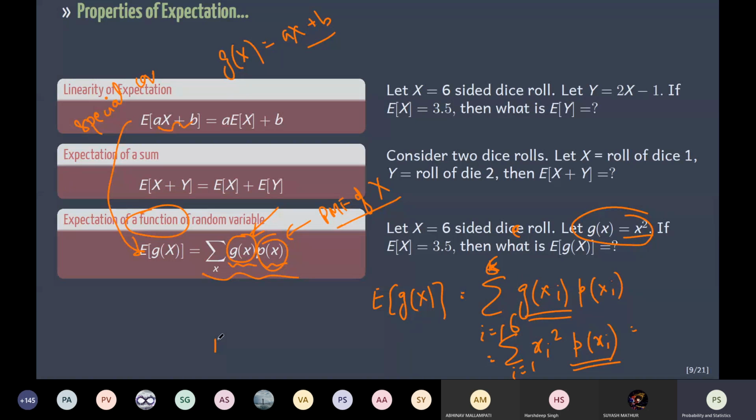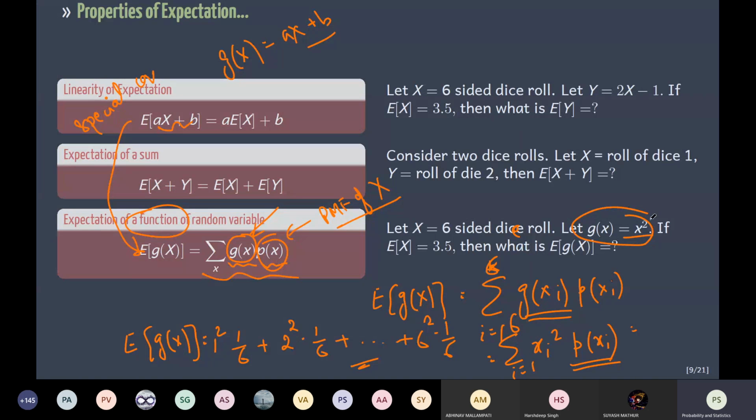x1 was 1, right? So 1 square times the PMF of getting the output 1, which was 1 over 6, plus 2 square times 1 over 6, plus dot dot dot, plus 6 square times 1 over 6. So this will be the expectation of g of x. And you compute these values. I'm not going to compute this explicitly.